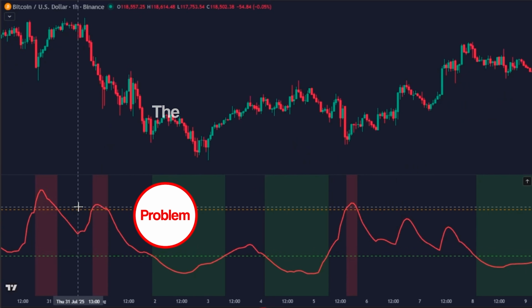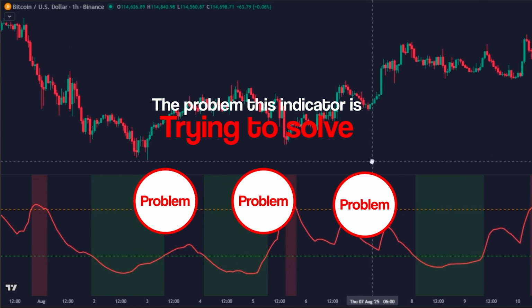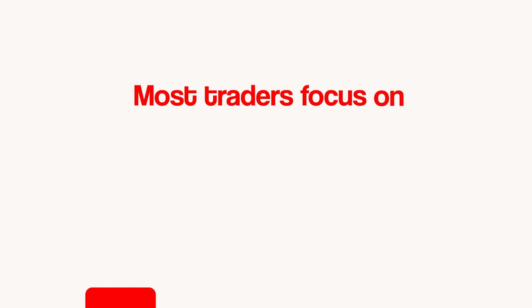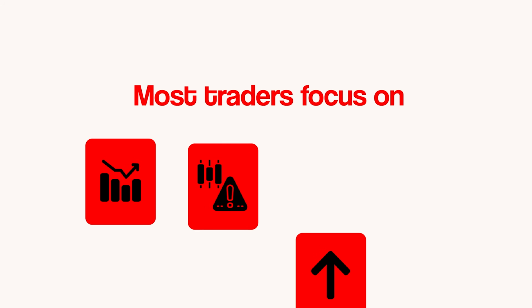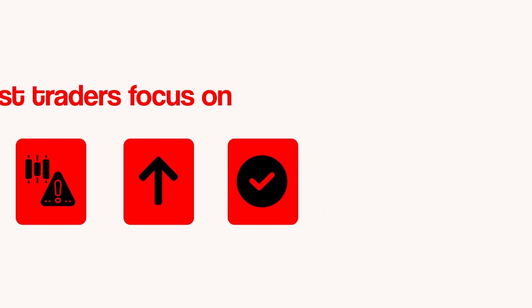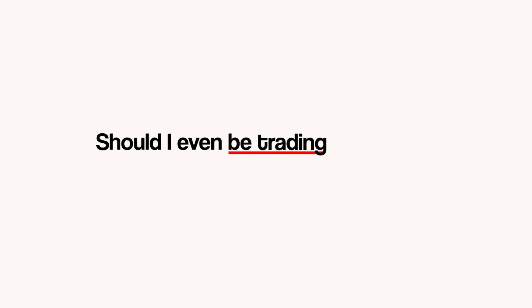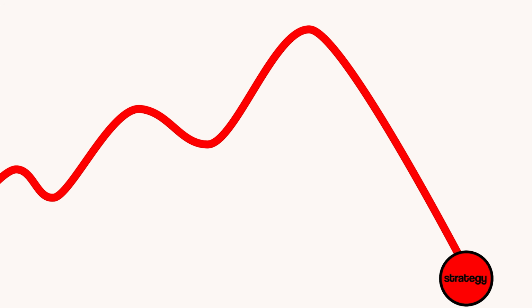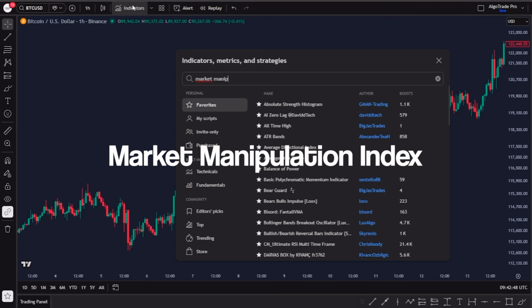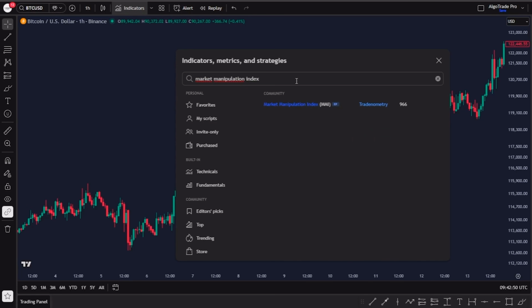Now let's talk about the problem this indicator is trying to solve. Most traders focus on entries, signals, arrows and confirmations, but very few ask the most important question first. Should I even be trading right now? Because even the best strategy fails when the market itself is unstable. And that's where the Market Manipulation Index, or MMI, comes in.